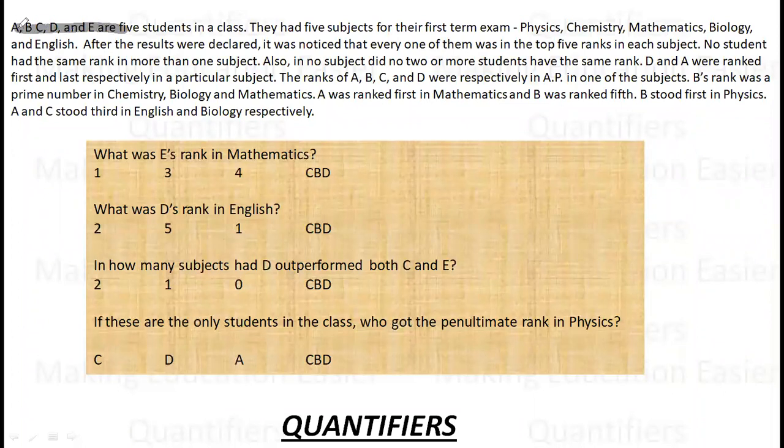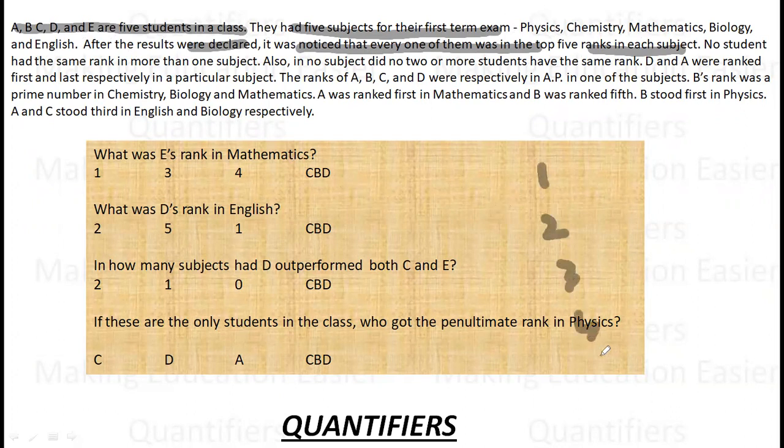A, B, C, D, E are 5 students in a class. They had 5 subjects for the first term exam: physics, chemistry, maths, biology, and English. So 5 students and 5 subjects. After the results were declared, it was noticed that every one of them was in the top 5 ranks in each subject. So A, B, C, D, E, they are among the rank 1, 2, 3, 4, 5 in each of the subjects. So these 5 ranks will keep on shuffling between them in any order. So these 5 ranks are going to be there.